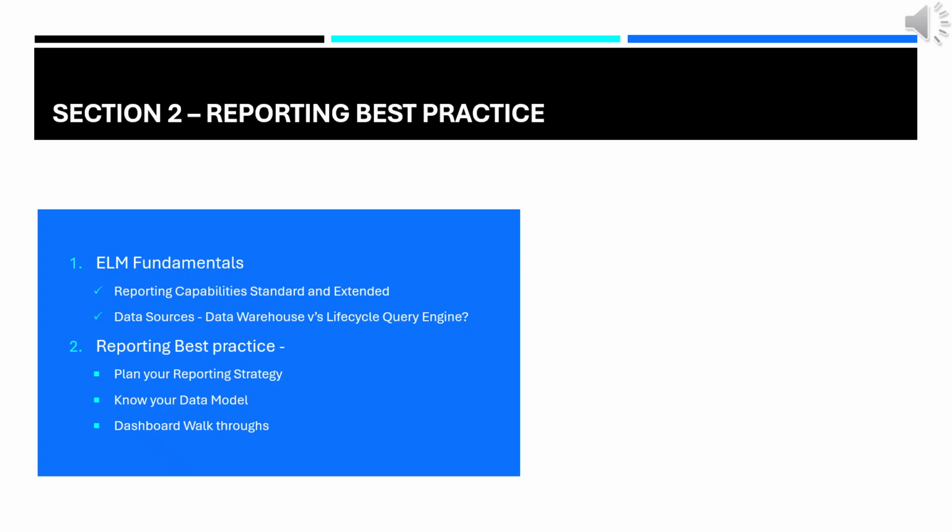So in section 2, we're going to look at reporting best practice. We're going to look at developing a reporting strategy, the kind of things we need to take into account when we are doing that, looking at the data model, so a bit of an understanding around the artifact types and workflows, etc. And then we're going to do a bit of a walkthrough of some demonstration dashboards that I've put together across the different applications.